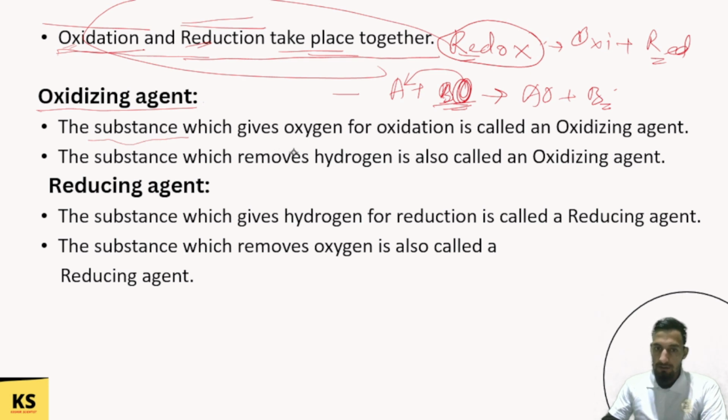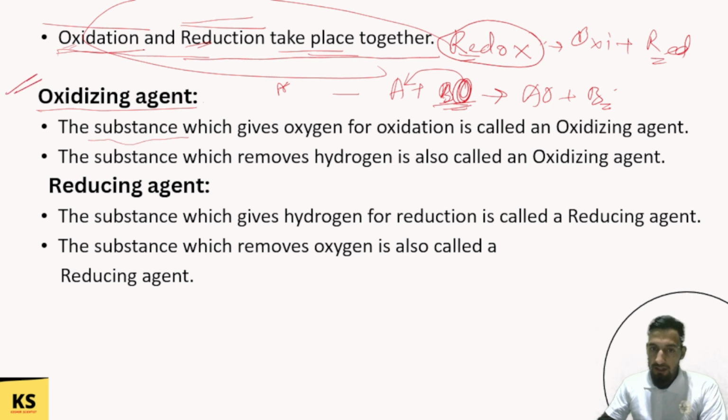Similarly, the substance which removes hydrogen is also called an oxidizing agent. Taking the other part of the definition, when there is a substance that takes away or removes hydrogen from a substance, that type of substance is also called an oxidizing agent. So what is an oxidizing agent? The substance which either gives oxygen for oxidation or removes hydrogen from a substance in order to make the oxidation happen. That is what we call an oxidizing agent.